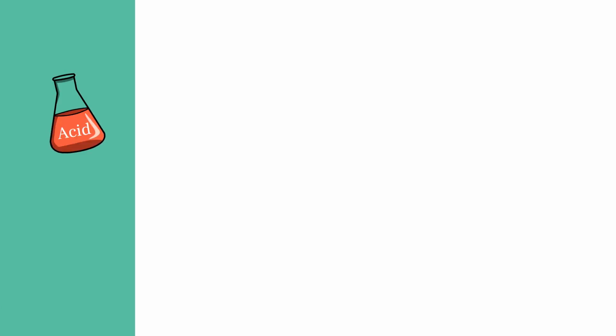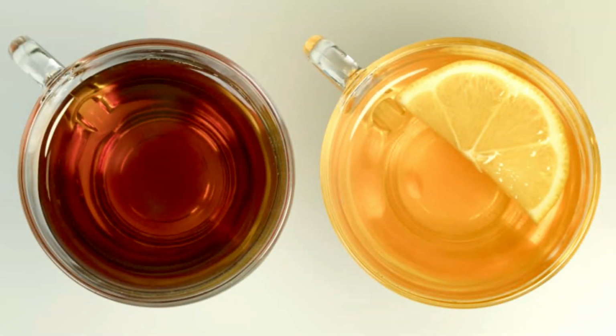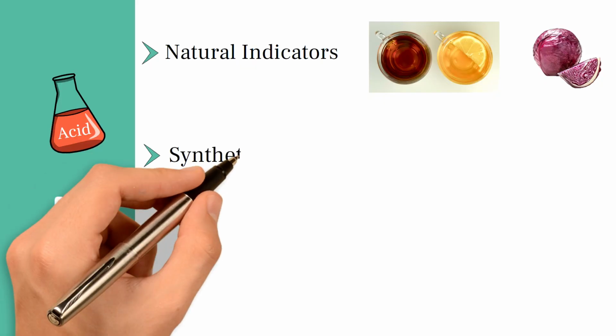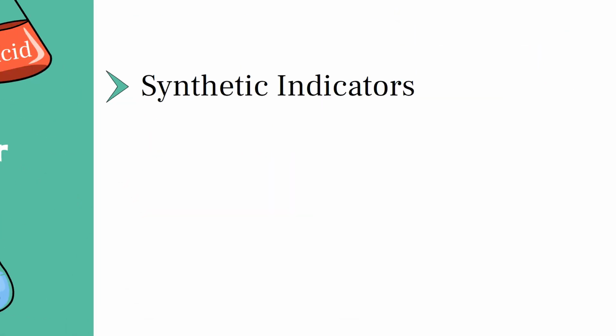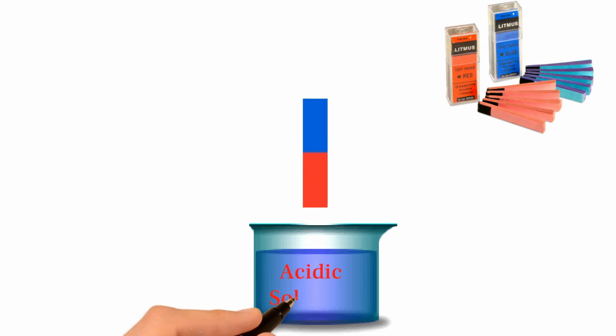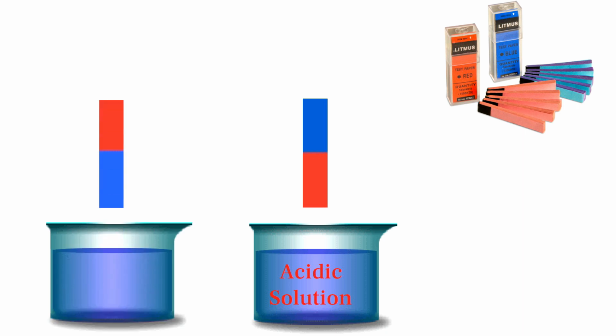As we have learned before, we can distinguish between acids and bases safely using substances called indicators. These include natural indicators such as red cabbage and tea, as well as synthetic indicators such as litmus paper, as we see, or methyl orange.